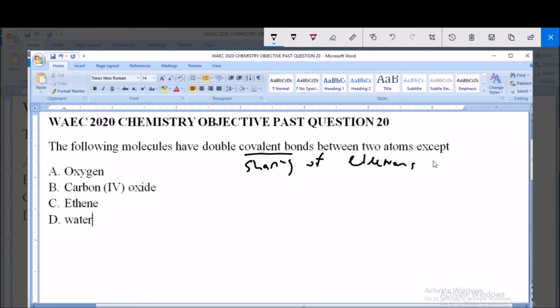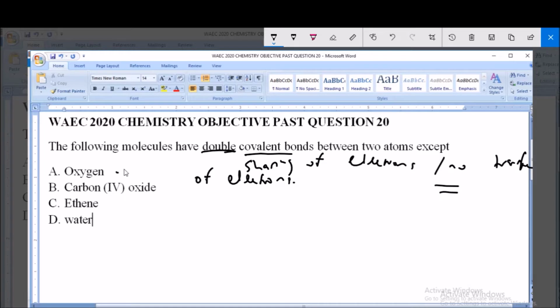In other words, there is no transfer of electrons, unlike in electrovalent or ionic bonding. So you have some molecules here that possess covalent bonds, but we're asked which of them have double covalent bonds, or double bond, which is usually represented this way. So double bond between two atoms. So let's look at each of the options.